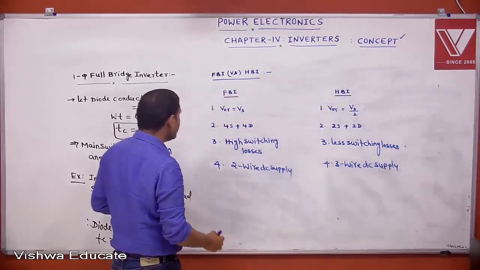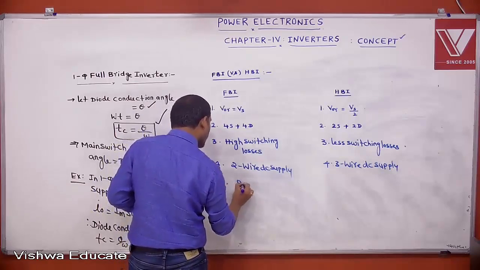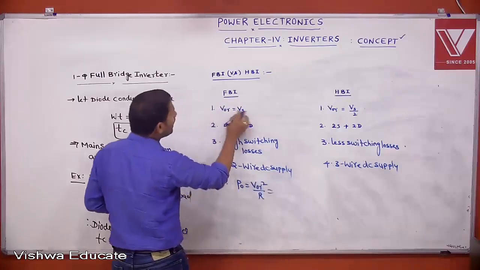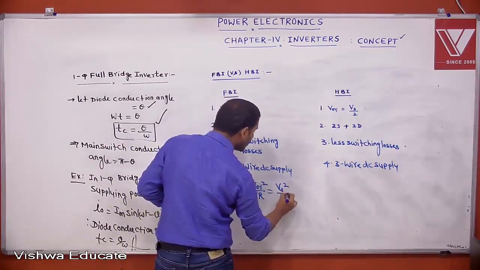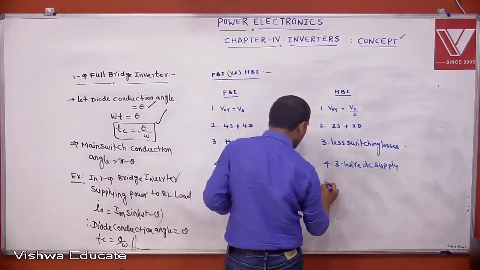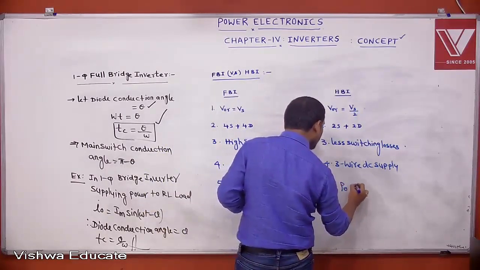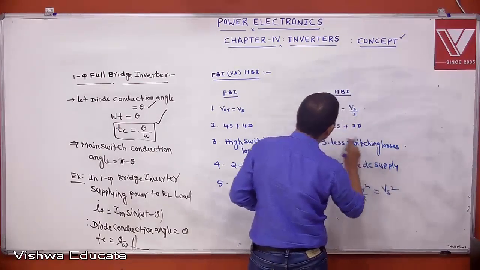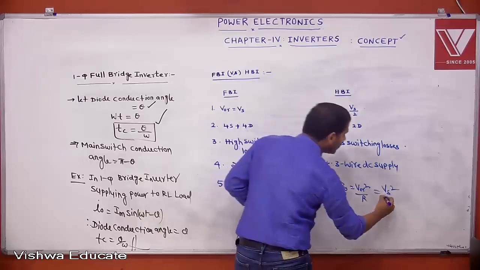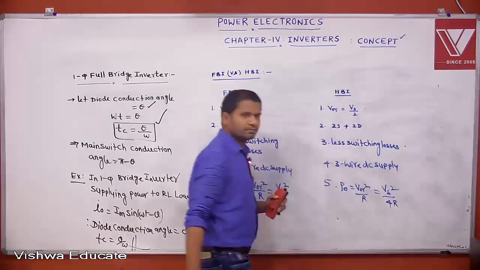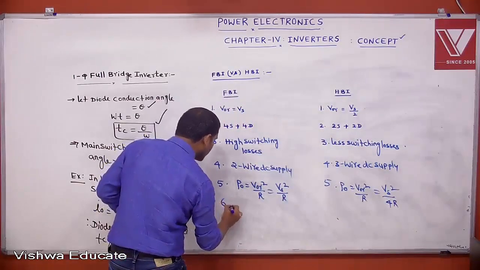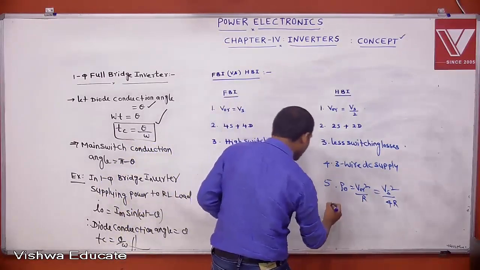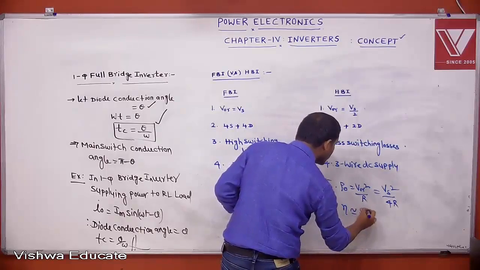Okay, then what is the output power? Output power equals V0 RMS square by R. For the full bridge, V0 RMS is Vs, so it is Vs square by R. For the half bridge, output power equals V0 RMS square by R, and V0 RMS is Vs by 2, so substituting, it is Vs square by 4R. The full bridge inverter efficiency is nearly 100%, but here the efficiency is nearly 50% only.